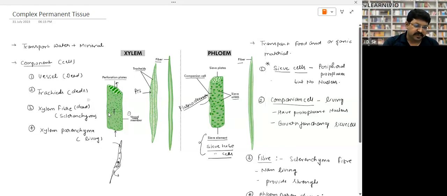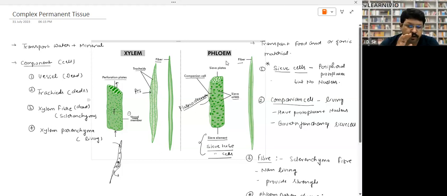But vessels and tracheids, these elongated cells are tracheids. They have pits. The perforated, tube-like cells are called vessels, right? Their function is to take the water from the root to the top.